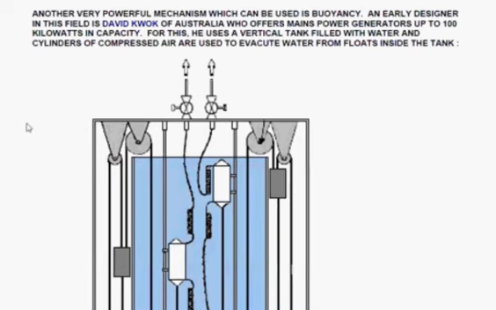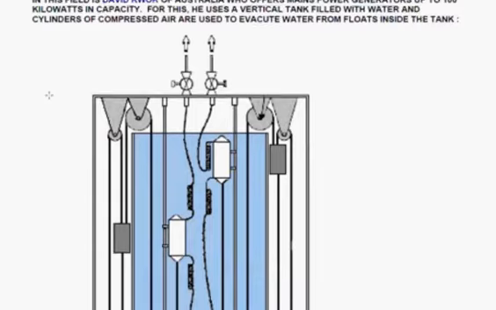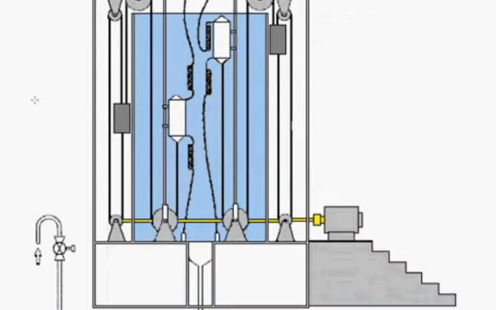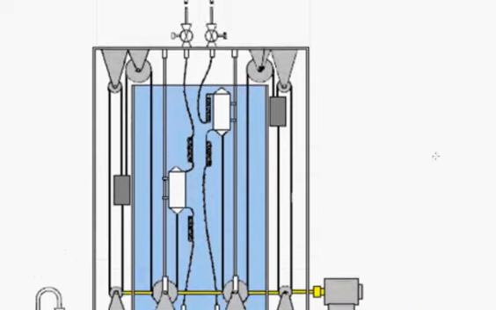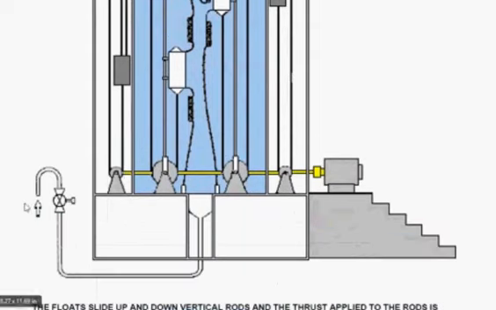Right. We come on to another system here. This is a rather complicated version of it. This is by David Kwok of Australia. And this is a mains power generator, and he offers them for sale in sizes up to 100 kilowatts. Now what it is, is two floats. These floats move up and down a vertical metal rod. And the system is powered by compressed air, which is fed in through here from a compressed air tank.